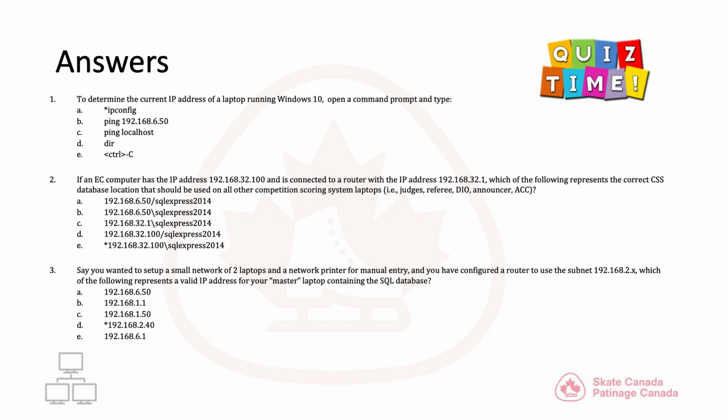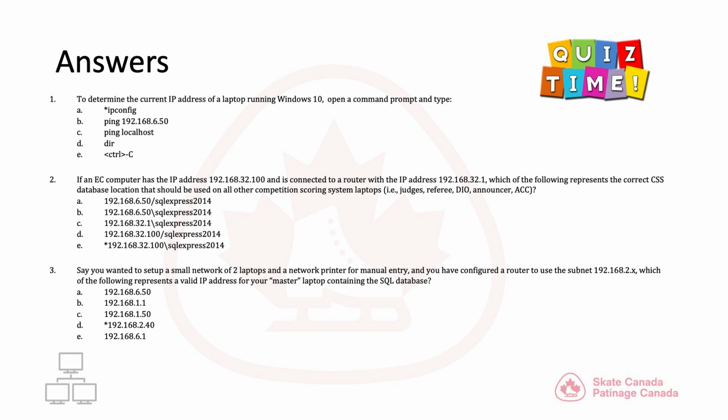Okay, let's review the answers. Question number 1. To determine the current IP address of a laptop running Windows 10, open a command prompt and type, which command? Correct answer is A, ipconfig. This is maybe a bit of a sneaky question. I didn't spend too much time on that. The entire Module 3 is dedicated to troubleshooting networking issues, and we'll certainly be talking a lot more about these sorts of commands at that time.